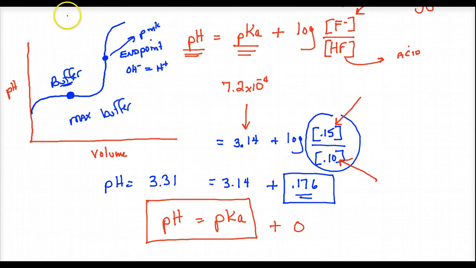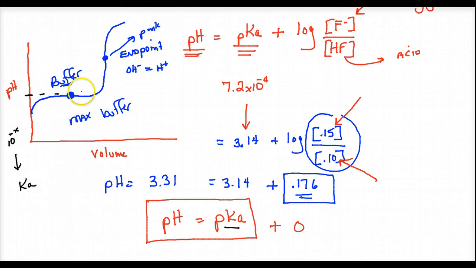My friends in chemistry, at this position, you can measure the pH, and whatever that pH is, that is the pKa. And to find the Ka, all you have to do is do 10 to the negative x, and you will get your Ka of your acid.